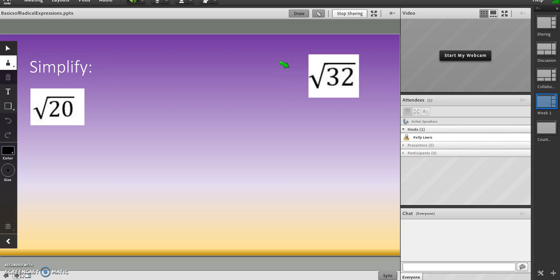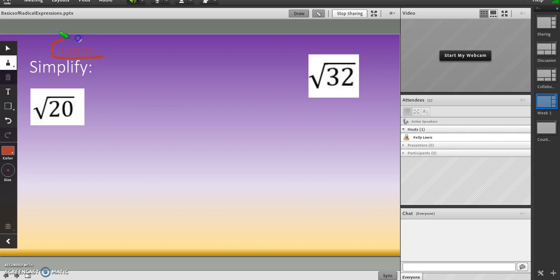When we have square roots, what I don't want you to do is just take your calculator and type in the square root of 20. Whoa, I had an issue with my calculator. If you do that, you get 4.472135, blah, blah, blah. That's hard to read. But don't do that, okay?